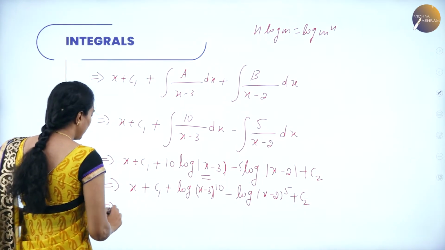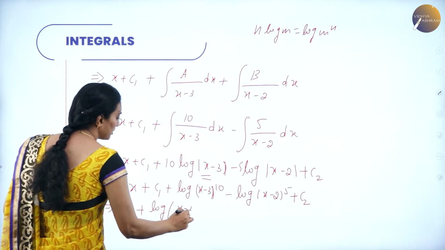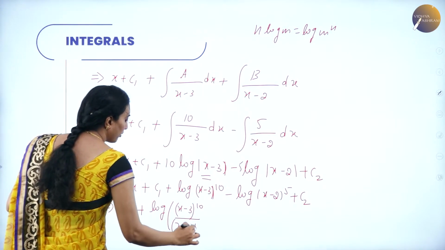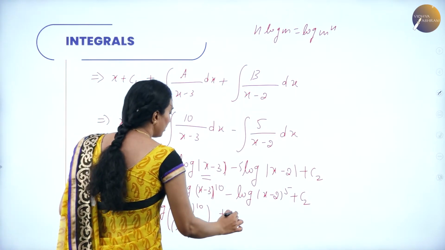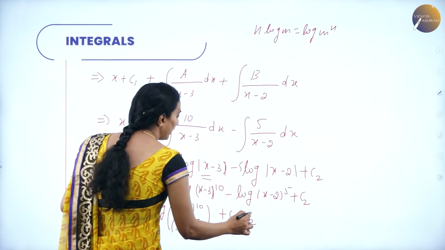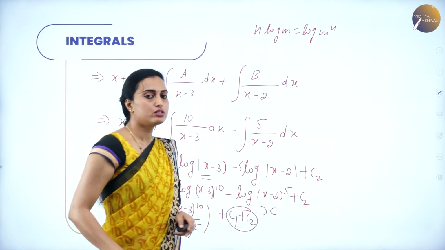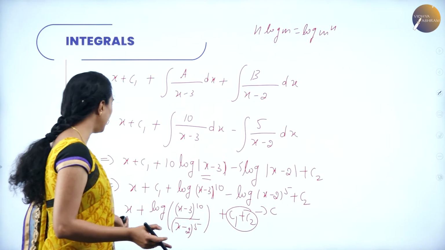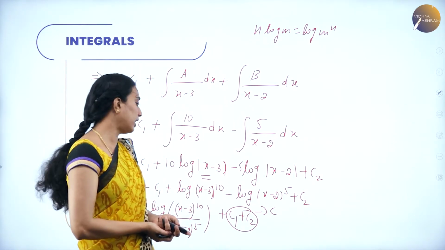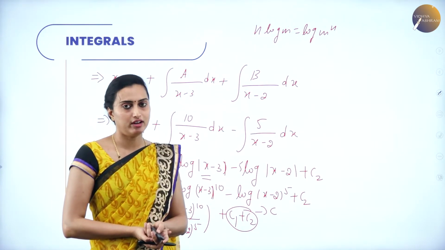So I can write this as x plus log of x minus 3 whole to the power of 10 divided by x minus 2 whole to the power of 5 plus c, where c is nothing but c1 plus c2. Okay. So therefore the answer you are going to get is x plus log of x minus 3 whole to the power of 10 divided by x minus 2 whole to the power of 5 plus c. That is your final answer.